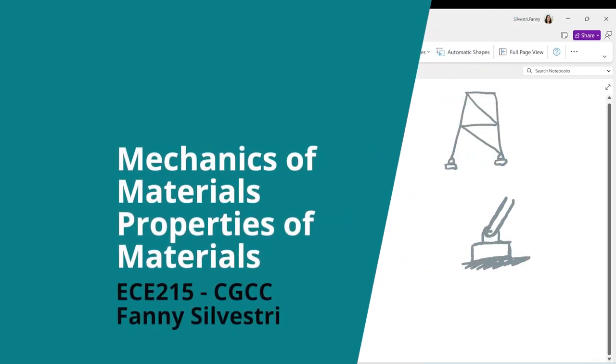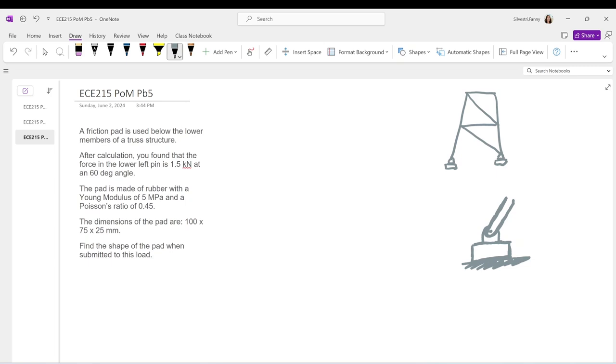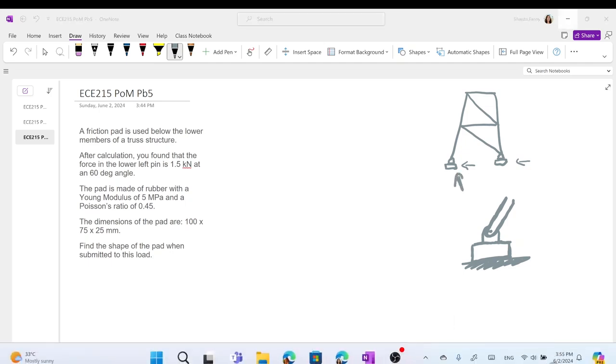Okay, so this is the last problem for the properties of materials for this chapter. What we will look at is a truss structure like this. Maybe you remember that design in statics in one of your homework. Anyway, on the bottom of the truss we have two pin connections, and we have some friction pads. They will help with the shearing force there. We will look more specifically in this problem at the one to the left.